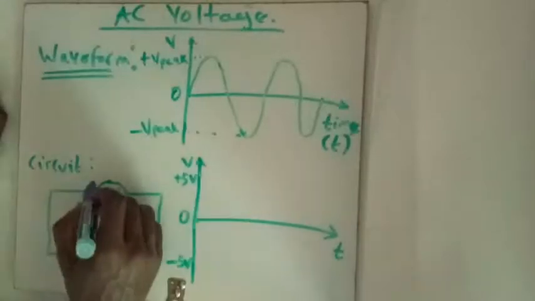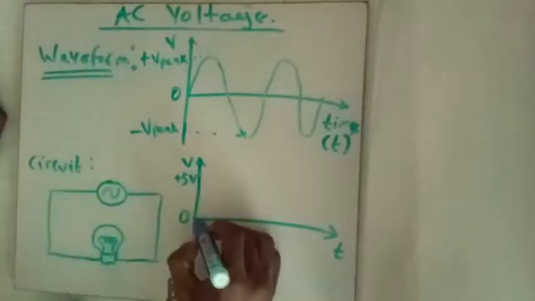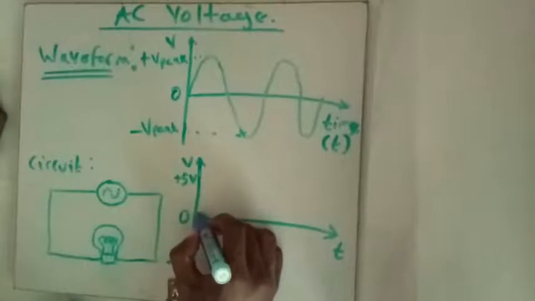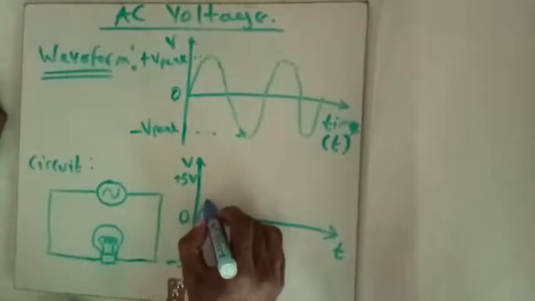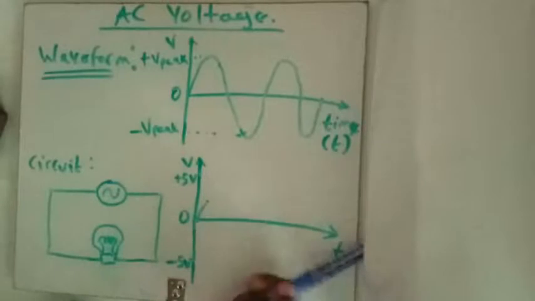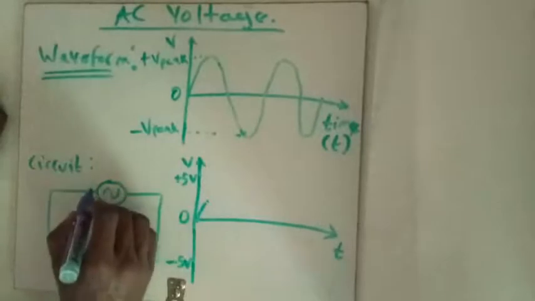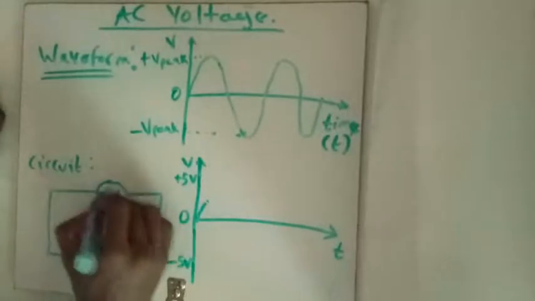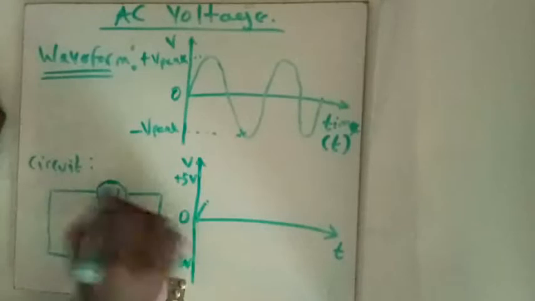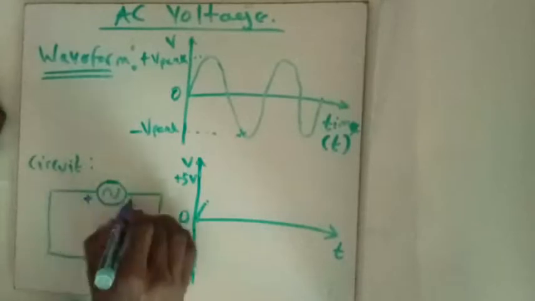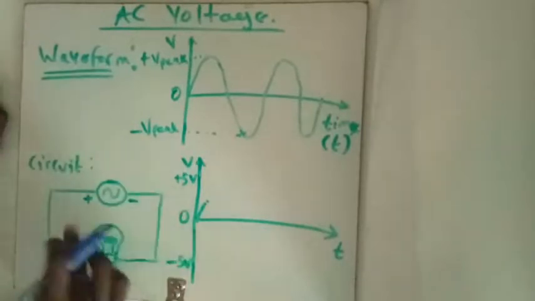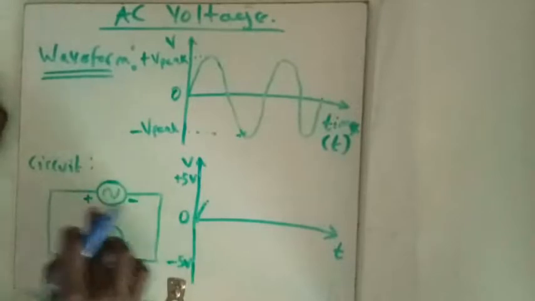Let's assume that this rises from 0 and goes up as the voltage rises with respect to time. As it rises, the voltage source gets polarized, probably positive and negative. Let's assume that this is the original polarity, positive and negative.